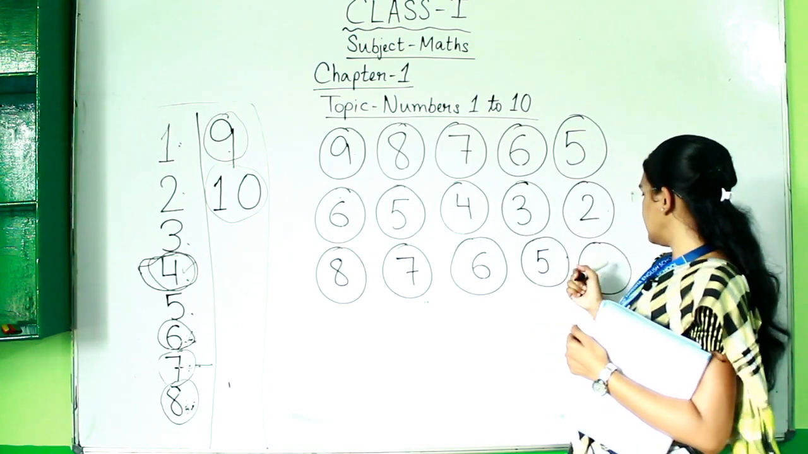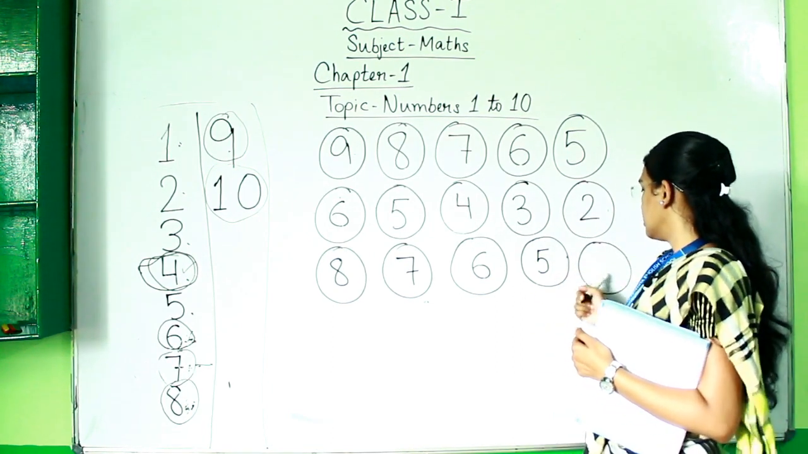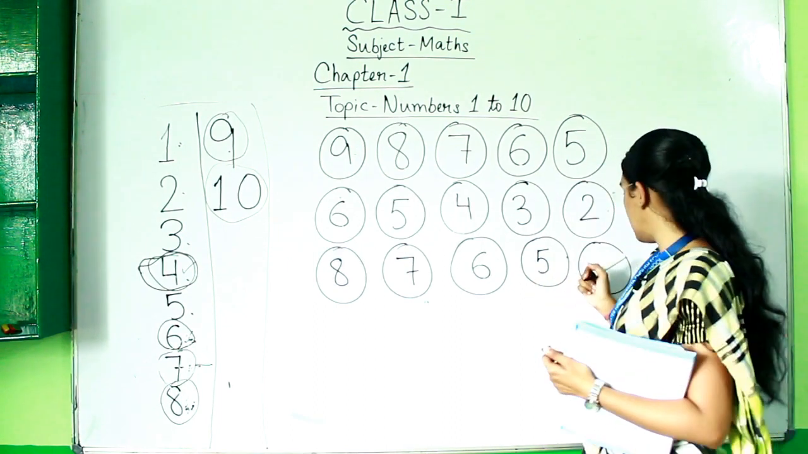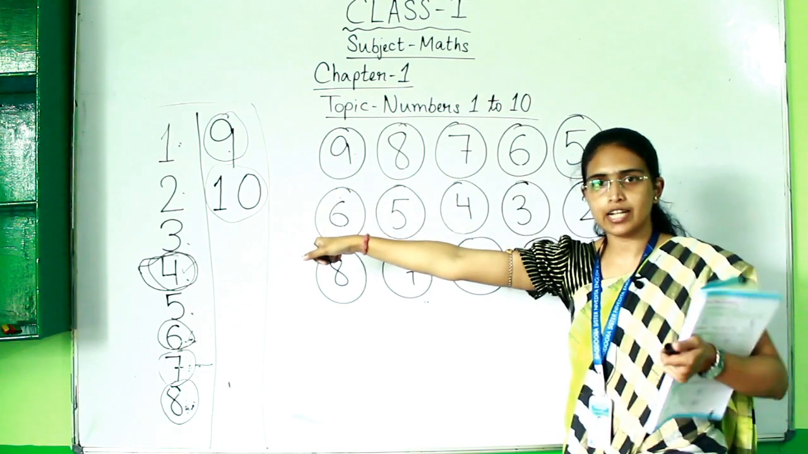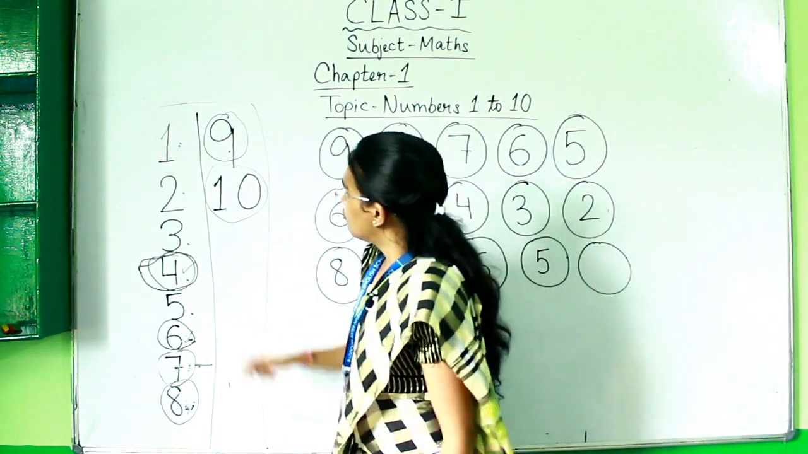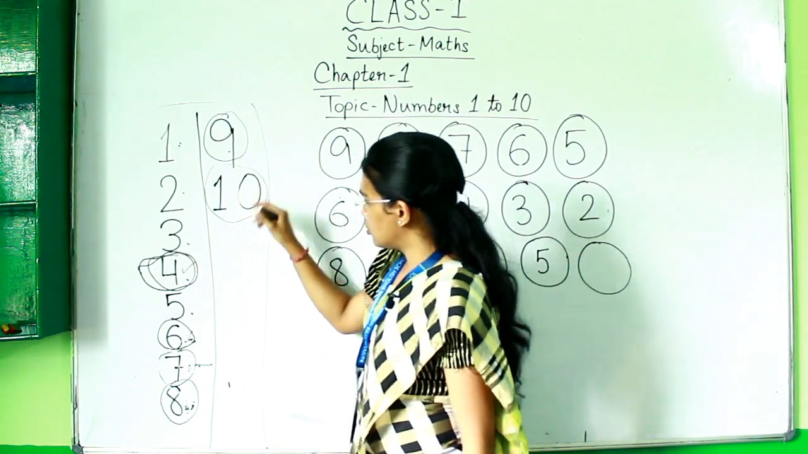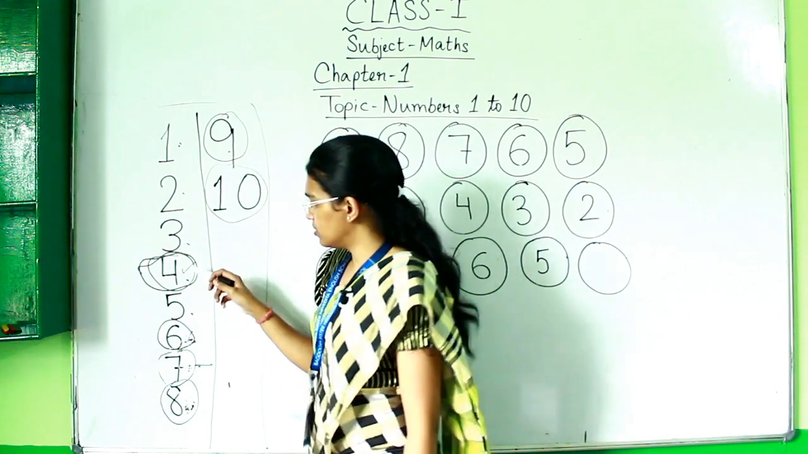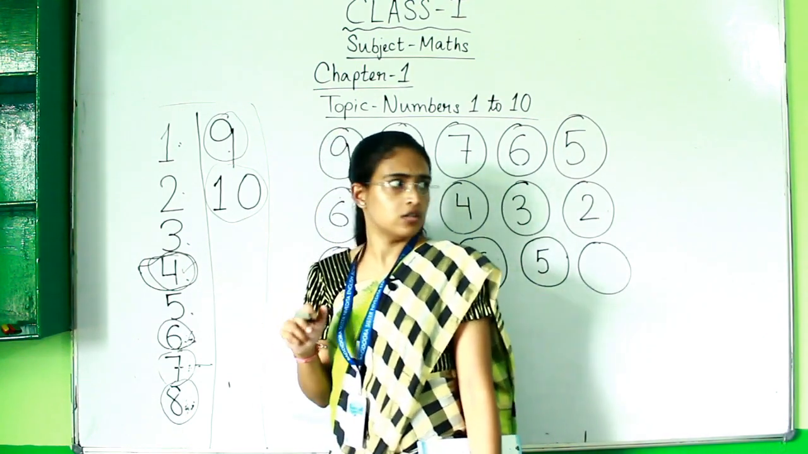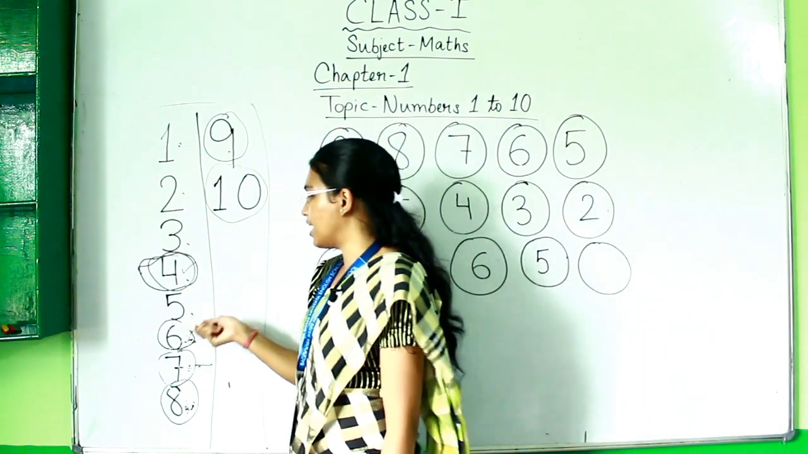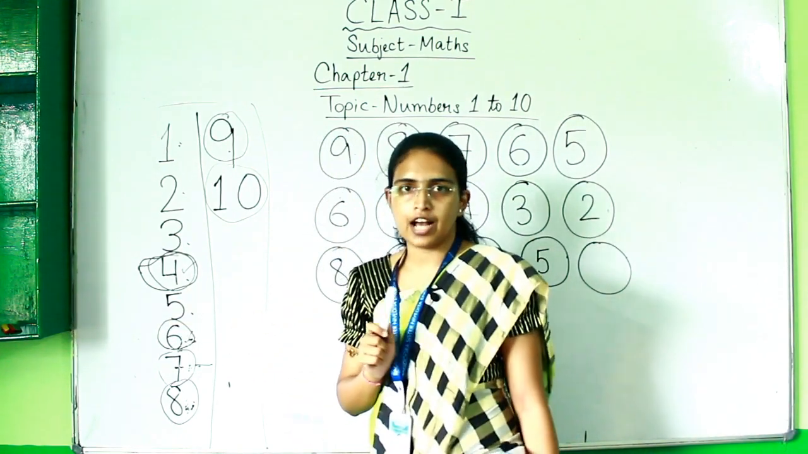What we have to write after 5 here? This number is also missing. So we have to find this number in that number chart, right? So come and we will find it together, okay? First find number 5 in this chart. Where is number 5? This one? No. This one? No. Then this one? Yes, this is number 5. We found the number 5, right?